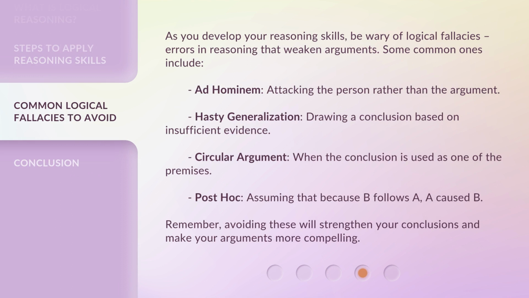As you develop your reasoning skills, be wary of logical fallacies, errors in reasoning that weaken arguments. Some common ones include ad hominem, attacking the person rather than the argument; hasty generalization, drawing a conclusion based on insufficient evidence; circular argument, when the conclusion is used as one of the premises; post hoc, assuming that because B follows A, A caused B. Remember, avoiding these will strengthen your conclusions and make your arguments more compelling.